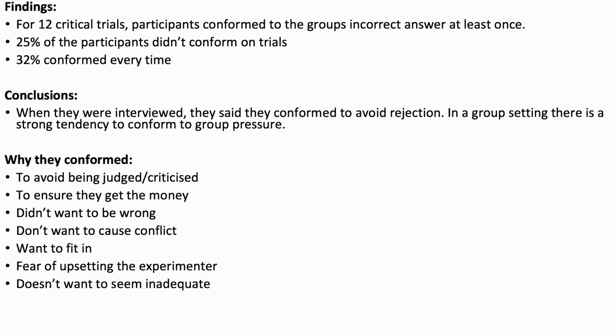And this may be ringing a couple of bells if you are familiar with the terms normative social influence, as that is conforming to be liked. But informational social influence could also be a part of this as well, because other reasons why they could have conformed is because they didn't want to be wrong and they didn't want to seem inadequate. So they wanted to get the answer correct, just so they were correct. They just didn't want to be wrong.